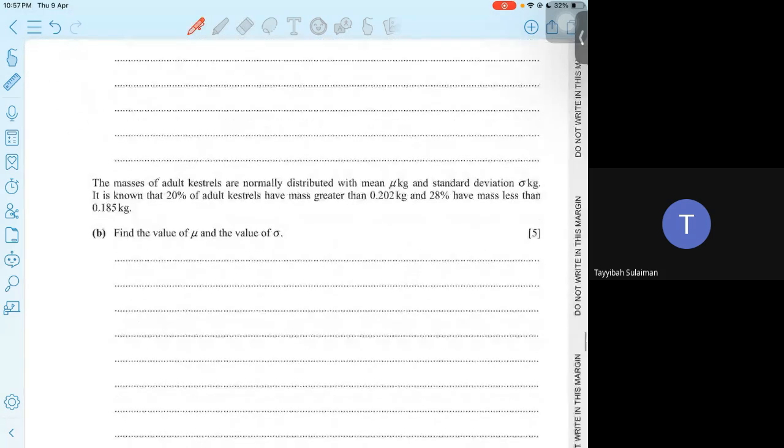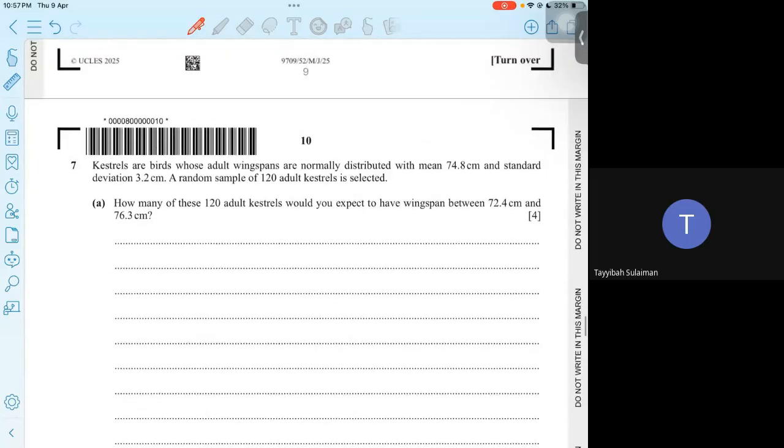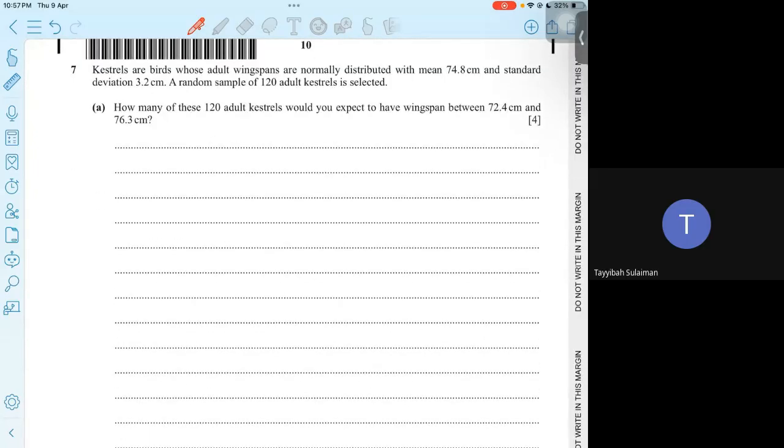Let's move on to the last question, I believe, in this paper. Okay. So, kestrels are birds whose adult wingspans are normally distributed with mean 74.8 and standard deviation 3.2. A random sample of 120 adult kestrels is selected. How many of these 120 adult kestrels would you expect to have wingspan between 72.4 and 76.3?